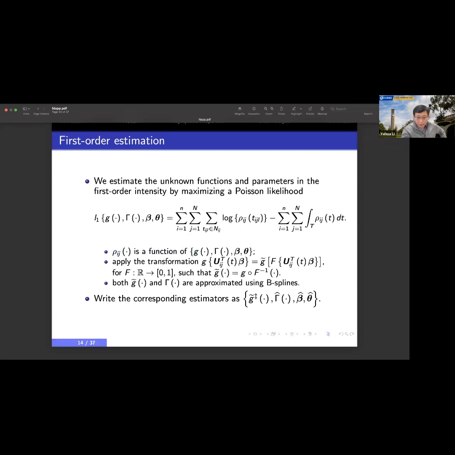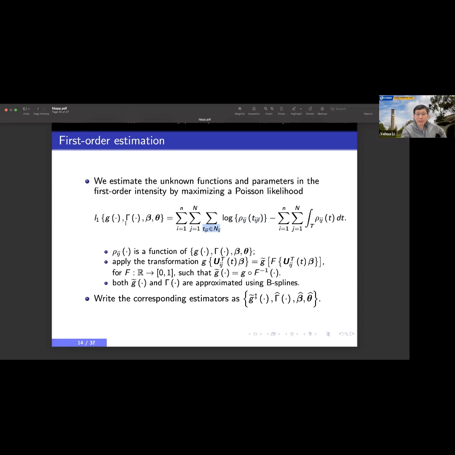So this is a Poisson likelihood. Basically, it's the log of the first order intensity function evaluated at all the event times across all stations, all dates, and all the events within that day, minus the integral of these intensities. You can show that if you take a derivative of this function, the score is unbiased. That gives you an unbiased estimating equation, and that's all we care about.